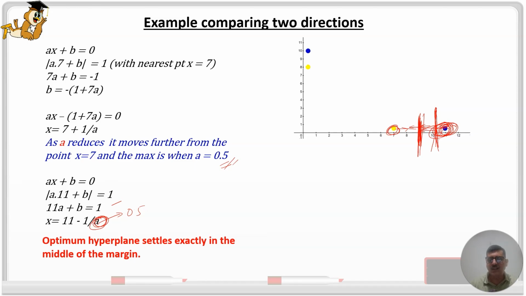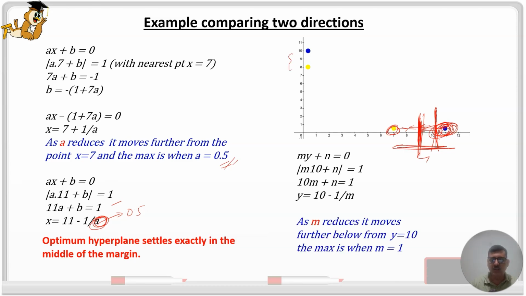Now, let us say I had another direction, right? The Euclidean distance between these 2 points was 4. Here I am taking a smaller Euclidean distance. And I am just going to do the exercise for this hyperplane, treating y equal to 10 as my closest point. Let's say the equation is mx plus n equal to 0. I plug in y equal to 10. I get y equal to 10 minus 1 over m, right? And as m reduces, this hyperplane moves further and further down, and the maximum is reached when m equal to 1, right? Beyond m equal to 1, if you reduce m any further, the nearest point becomes this one.